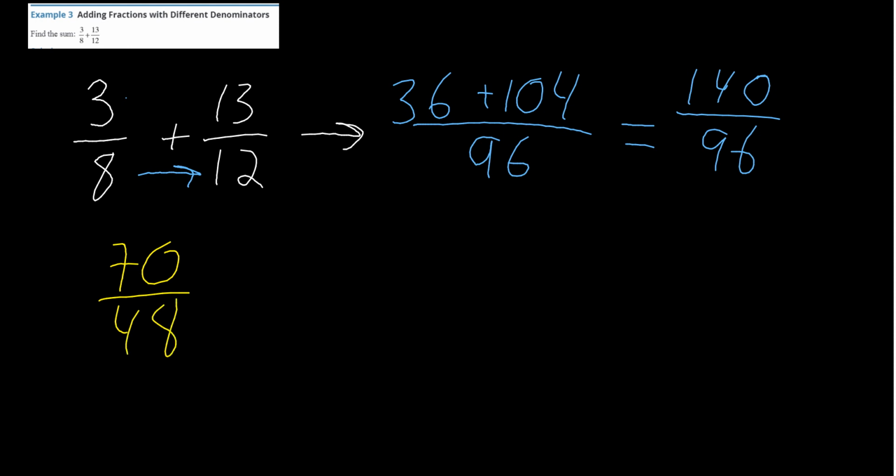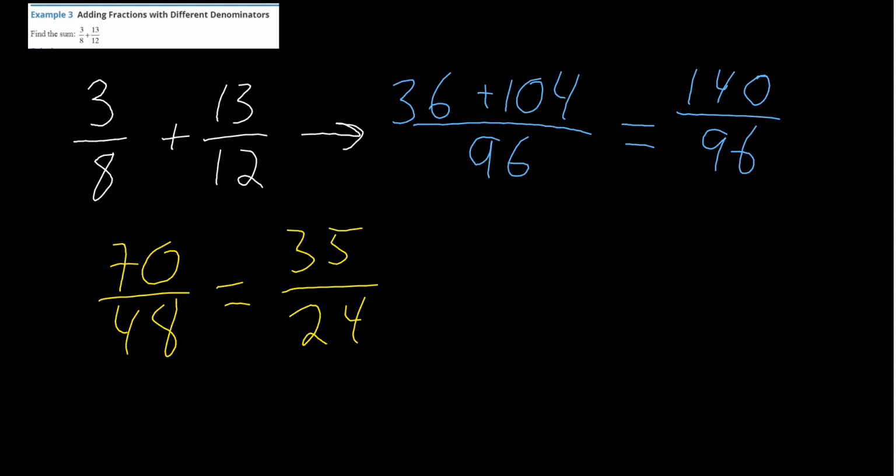Okay, well that's also divisible by 2, so I can say 35 over 24. And I believe we can't go any lower than that. So that's the way I do it. Again, just to recap, let's go ahead and erase this arrow right here.